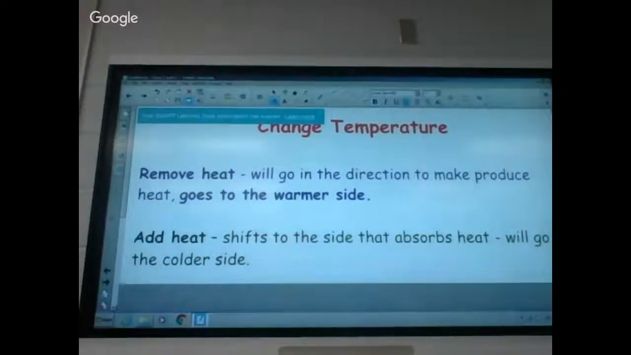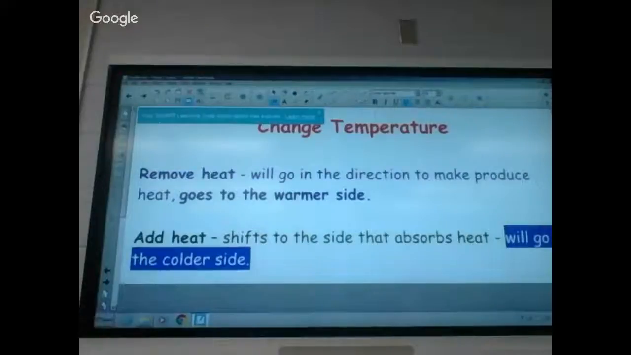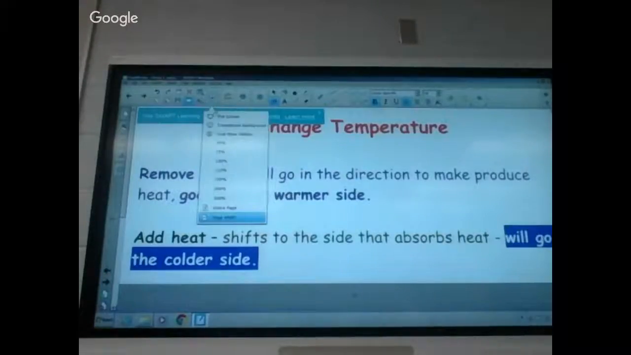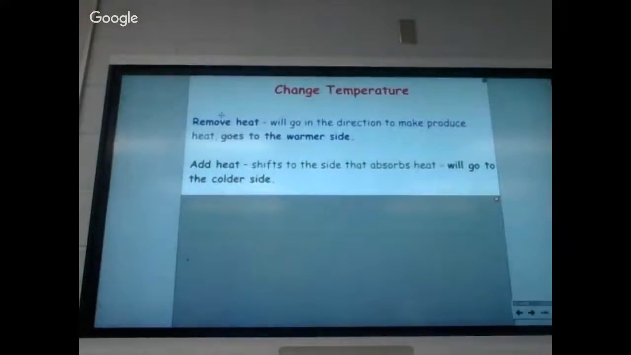So for the first one, can we just say we'll go in the direction that produces heat? I'm going to show you how to do that. I'm going to make it easier for you in a minute. Is that a grammatical thing in the first one? The very first sentence. We'll go in the direction to make, yeah, or produce heat. Oh. Yeah, sorry. There. Is that better? Yeah.